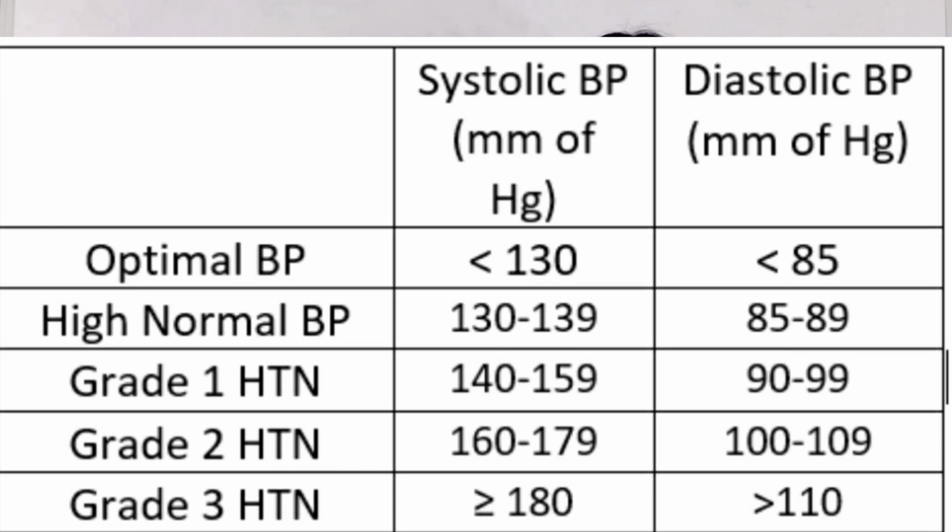Grade 1 hypertension is a systolic blood pressure with a value of 140 to 159 mm of mercury and a diastolic blood pressure value of 90 to 99 mm of mercury. Grade 2 hypertension is 160 to 179 mm of mercury, which is systolic blood pressure, and 100 to 109 mm of mercury, that is diastolic blood pressure. Grade 3 hypertension is where the systolic blood pressure is greater than or equal to 180 mm of mercury and the diastolic blood pressure is greater than or equal to 110 mm of mercury.